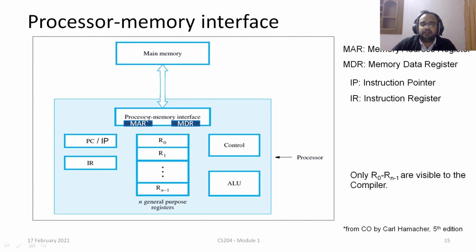So even though we have these MAR, MDR, PC, IR, etc., none of these are visible to the compiler. Only the registers R0 to Rn-1, which are also called architectural registers, are typically visible to the compiler. So when the compiler is trying to generate the assembly program, it will use these registers. We are going to understand how it does this in the future classes.